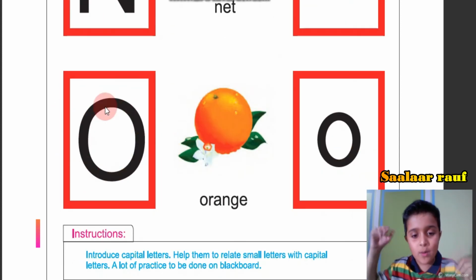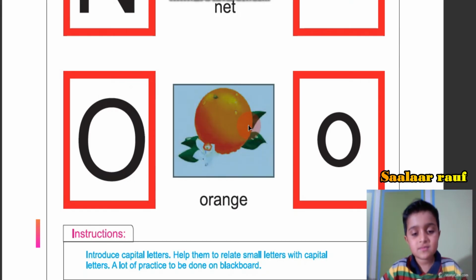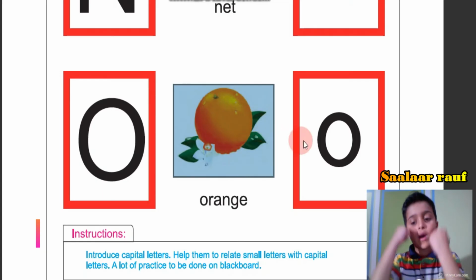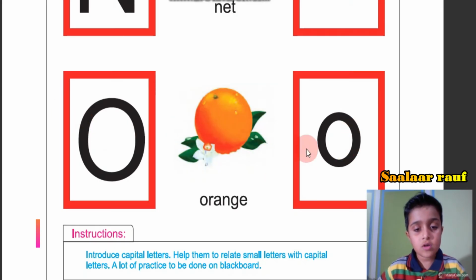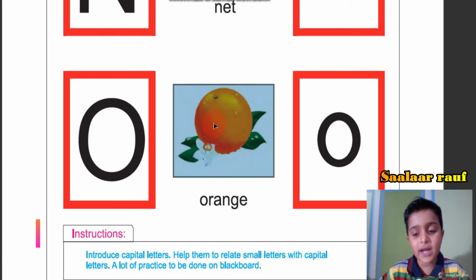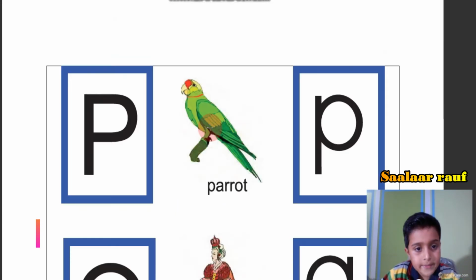And O. What is this? O, my favorite one. Circle. This is capital O and this is small O. Yeah, nearly similar. O for? Orange. O for orange. Now we are going to the next page.